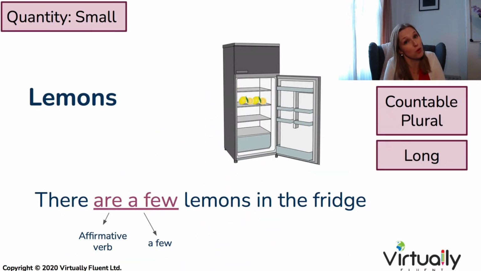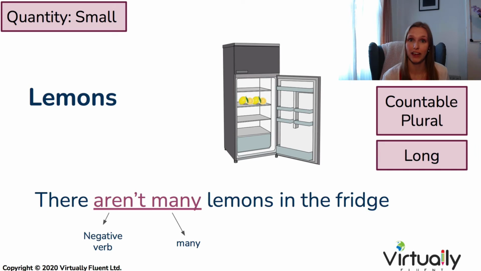Remember, if it's a small quantity, it's not going to be singular. It's going to be plural because it's small. It's bigger than one. So let's take a countable noun, which is lemons. As you can see in the fridge, there are some lemons. Now, the quantifier that we use here is a few, and we need an affirmative verb. There are a few lemons in the fridge. But there is an alternative way of saying this. We can say not many, but our verb must be negative.